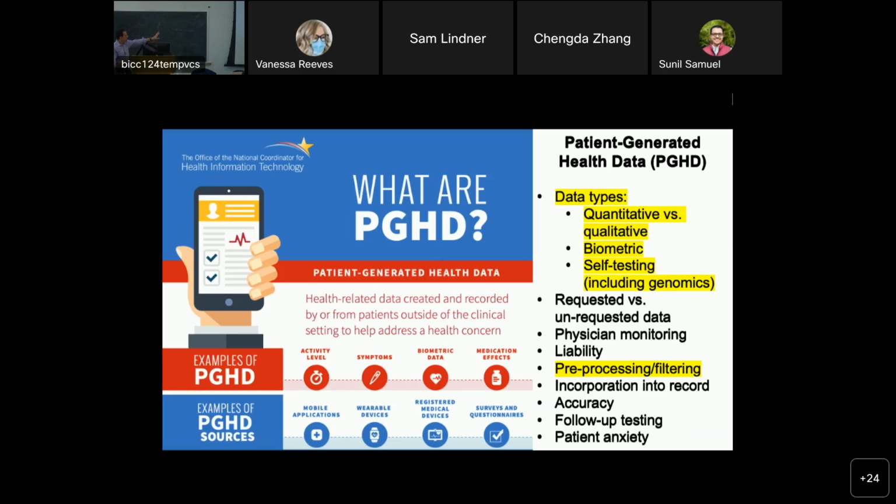Looking at the different data types, how do we acquire them? Looking at how we pre-process and filter that data. This is a really good informatics issue. How do we identify these trends and the outliers and so on? Really good science questions there. Incorporation into the record, I probably would have highlighted, except now we actually have technology to do that. We have the FHIR standard that allows that to happen. We just don't have policies that allow healthcare organizations and practices to upload that most of the time.